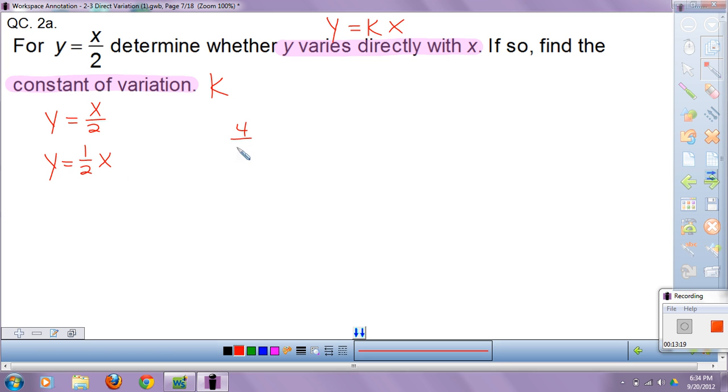4 divided by 2 is 2. Also, 4 times 1/2 is 2. So you can see that these really are the same thing. X divided by 2 and 1/2 times x, those are the same. So therefore, our answer is yes, it is a direct variation, and the k in this case, our number in front of x, is 1/2.